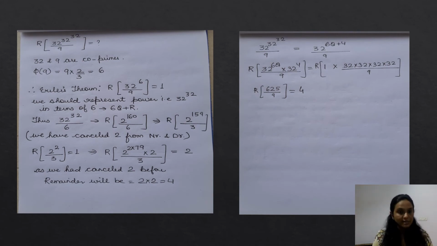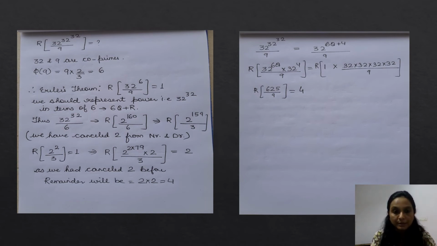This question also we will solve by the concept called Euler's theorem. Again we see 32 and 9 are co-prime numbers. We'll find out phi of 9, which comes to 6. By Euler's theorem, the remainder when 32 power 6 is divided by 9 will be 1. So what are we supposed to do now? Because 32 power 6 divided by 9 gives 1, we should represent your power.